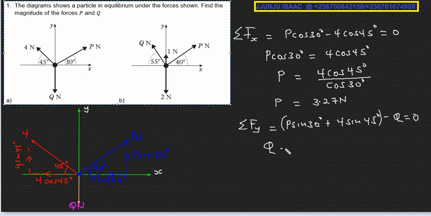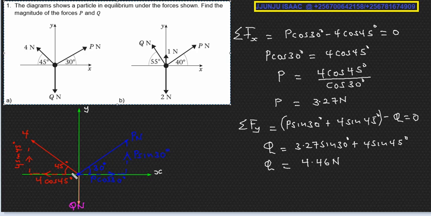So our Q is going to be equal to those forces acting upward. We have P sine, where P is 3.27 sine 30 degrees, then plus 4 sine 45 degrees. So pressing the calculator, our Q is going to be 4.46 newtons. That's how we resolve these forces.